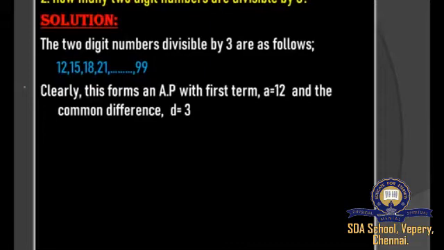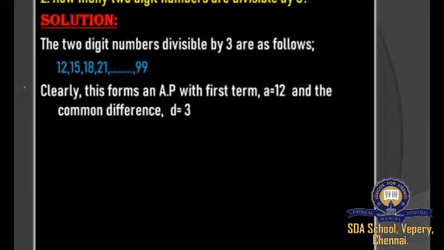How will you check? 15 should be subtracted with 12, the answer will be 3. 18 should be subtracted with its preceding term, the answer will be 3. So here the common difference is 3, right? So obviously we can say the given sequence forms an arithmetic sequence.